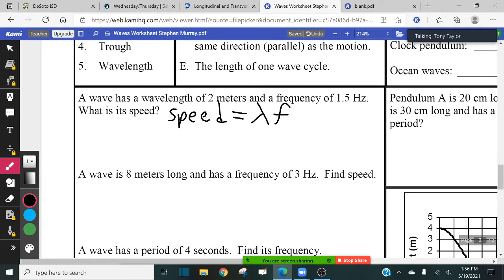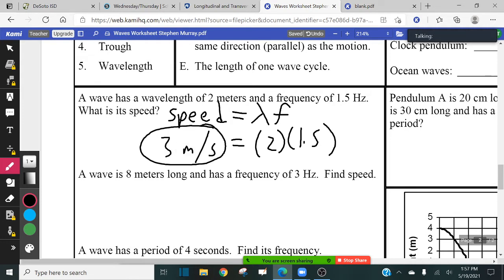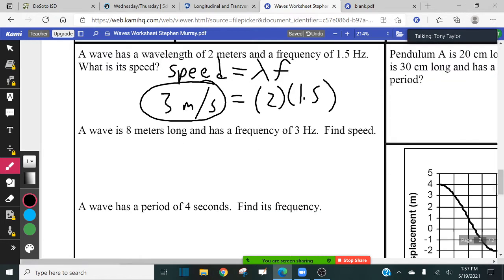So if we plug in what we know, we know wavelength is 2 meters. Here the frequency is 1.5 hertz. We can easily calculate speed here. 2 times 1.5 gives me 3 meters per second for my speed. Okay. So whenever you guys are doing these calculations on your assignment, be sure you get your units right. Okay, so super easy. Let's move on.